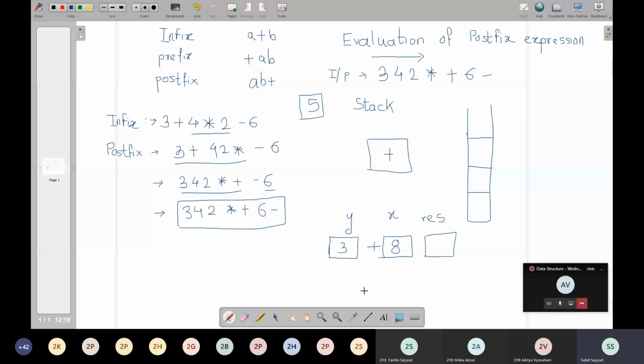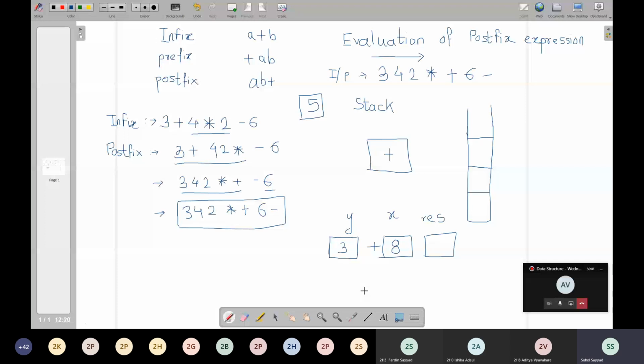In that, what is my x? X is my first pop. And what is my y? Y is my second pop. You have to solve these things carefully, otherwise your answer will come out wrong. Because if it is addition or multiplication, it doesn't make any issue. But if it is subtraction or, for example, division, then the meaning will change. Are you getting this? Okay.